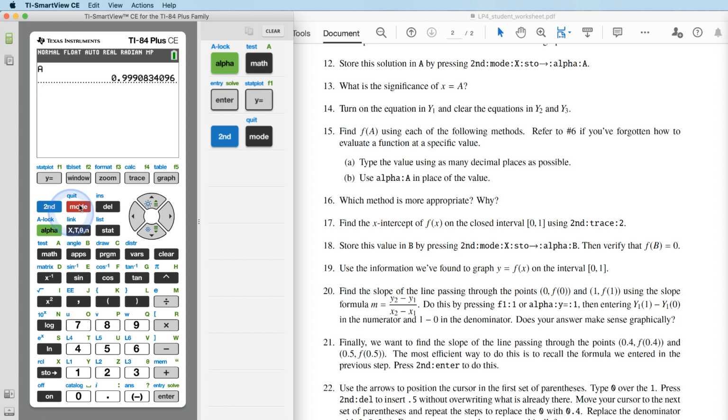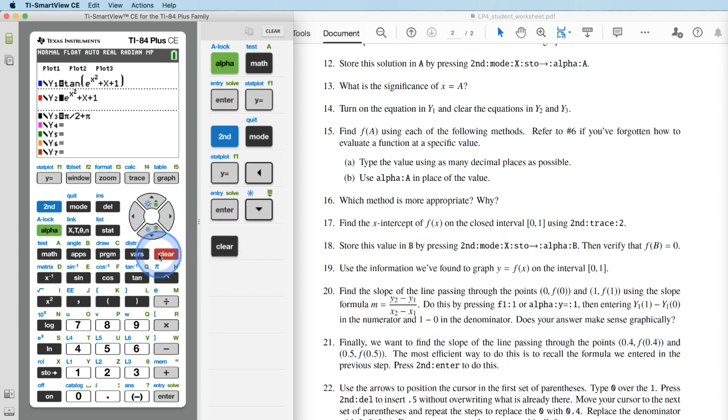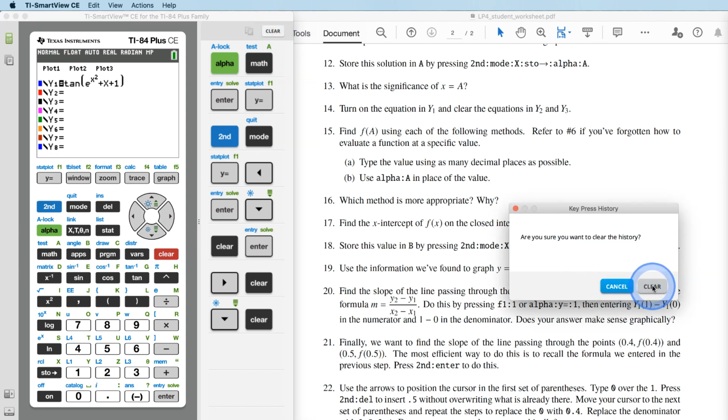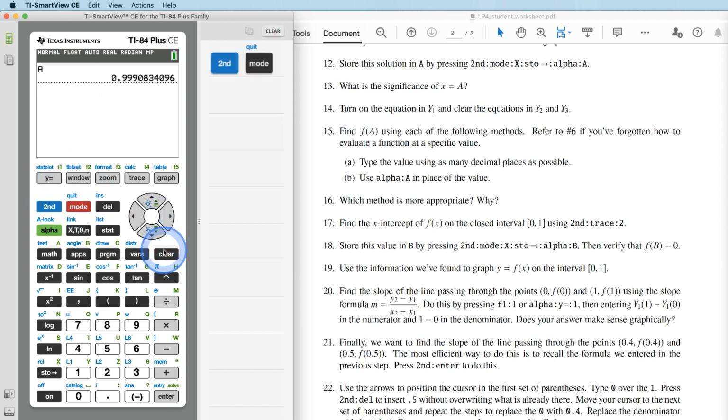Step 14, go back into our equation editor, turn on y1. So we're going to highlight the equal sign and hit enter to turn that back on. And then it's telling us to go ahead and clear the equations in y2 and y3. Let me move my cursor over here. Clear. Clear. Okay, there we go. So we're back to our original function f of x being in y1. And I'll clear that as well.